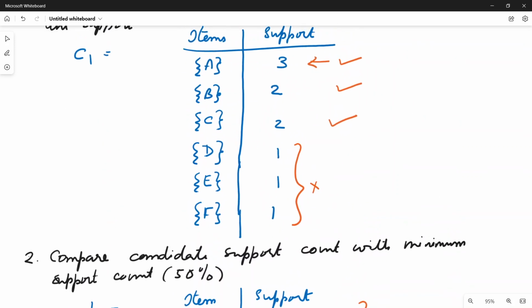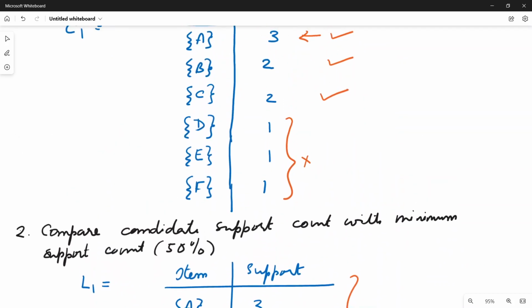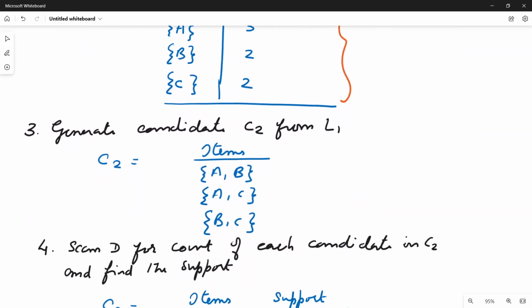Now we have seen that from all these 6 items, A, B, C, D, E, F, only these 3 are satisfying the minimum support. So now out of these 3 items, we'll be taking 2 combinations at a time from A, B, C and finding the support again.